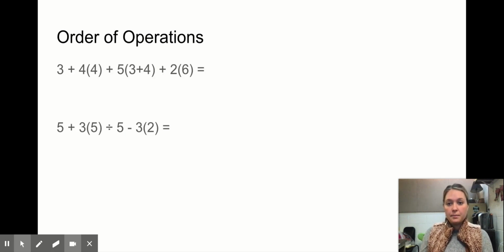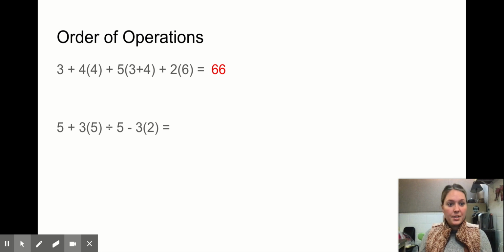Order of operations. Looking at that first question there, how many terms does it have? It has 4 terms. Terms are separated by pluses and minuses that are not in parentheses. So the 3 is a term, the 4 groups of 4 is a term, the 5 groups of 3 plus 4 is a term, and then 2 groups of 6 is a term. So what do you get? You get 66. You add 3 plus 16 plus 35 plus 12 to get 66.